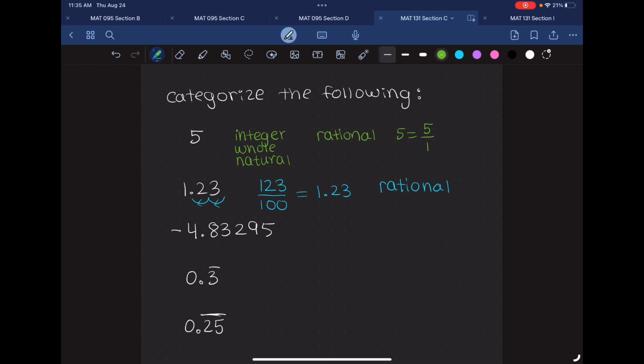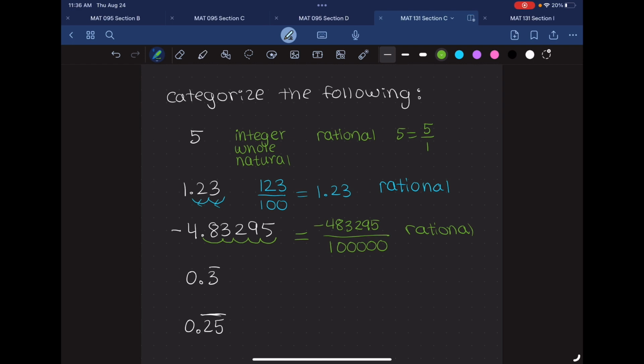I can play a similar game with this next number, -4.83295, by noticing, hey, if I move this decimal point over 1, 2, 3, 4, 5 places, then I'm staring at an integer. And so I can write this as -4.83295 divided by a 1 followed by 5 zeros, and these two numbers are equal, and I've expressed that number as a ratio of integers, and so that means it's rational.